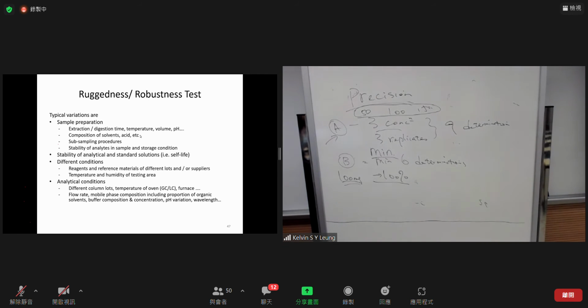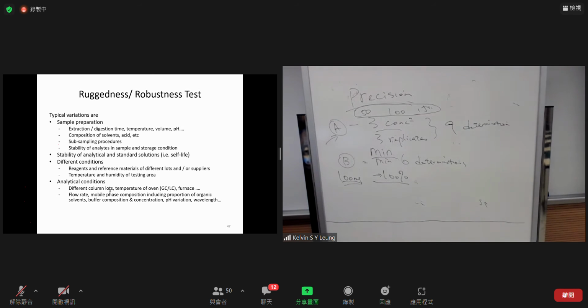So this is the suggestion. You can also consider the extraction time in your studies if your method includes some digestion or extraction. You can also consider the use of different lots of columns. Not only study the different reagent batches, you can also study the columns, different lots, maybe from different suppliers.